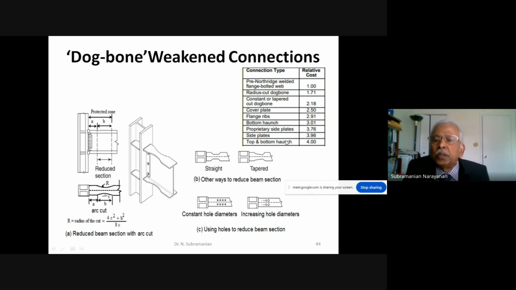And this shows the relative cost of the joint. Of course, 1.0 is the normal welded flange bolted web, which was adopted pre-Northridge earthquake. This one increases the cost by 1.771 times, and there are others. Of course, I have shown the cover plate, etc., in the previous time. They increase the cost by 2.5 because we need extra fabrication, and side plates increase it by 3.96, and top and bottom haunch increase the cost by 4 times.